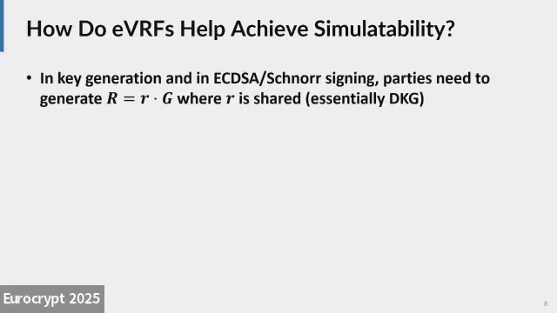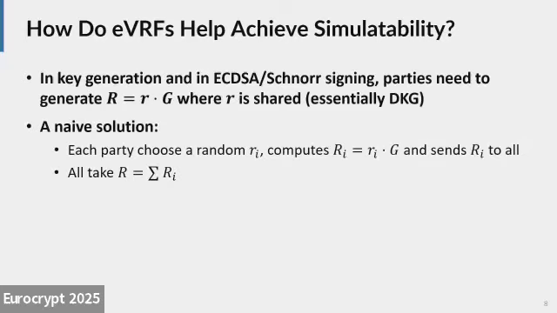Okay, so how do EVRFs actually help you get simulatability? The answer is that in all of these situations, the HD derivation is a little bit different, but I'll focus on key generation and signing for ECDSA and Schnorr. There's something that we always need to do, which is to generate some big R, which is little r times G, where little r is shared amongst the parties participating. And this is the same thing that we need to do over and over again in every single scenario. The naive solution for this is very simple. Each party randomly chooses little r_i, computes big R_i by multiplying it by G and sends it to everyone, and then we sum them all together. And that's the result, and that's what we can use.